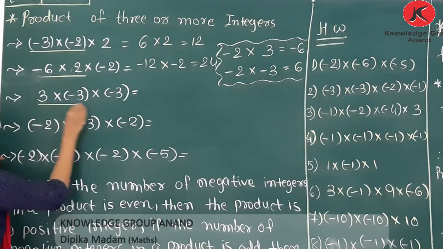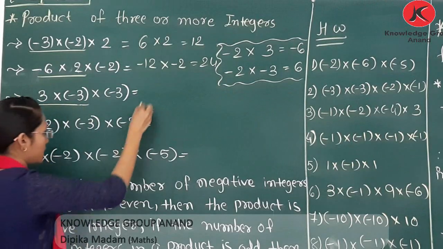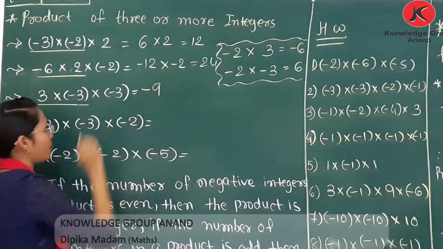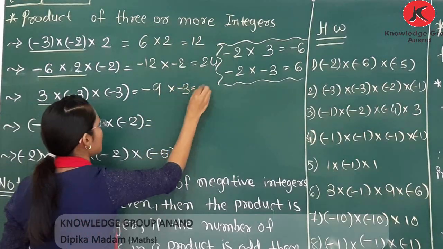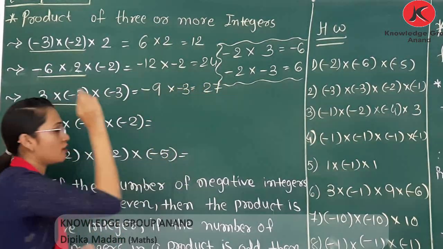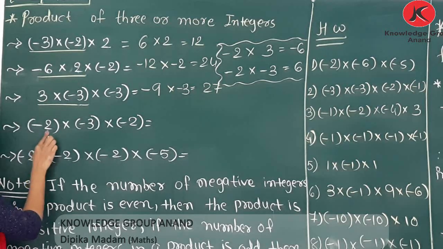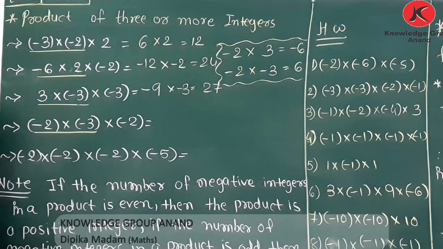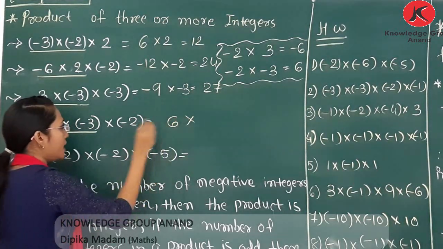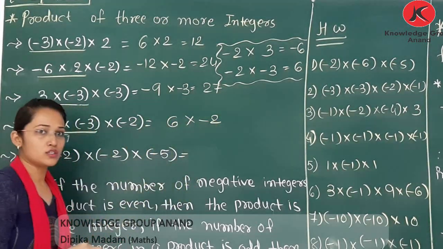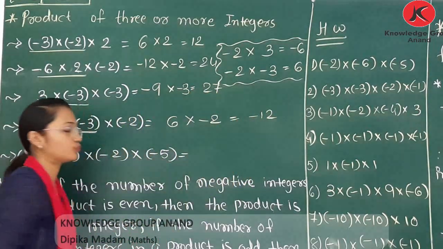Now 3 multiply minus 3, one negative, one positive, the answer is negative, minus 9. After that minus 3, so that is 27 but the sign of the answer will be plus. Minus 2 multiply minus 3, that is 6, and at the last we need to multiply minus 2, that is 6 2s are 12 but negative.